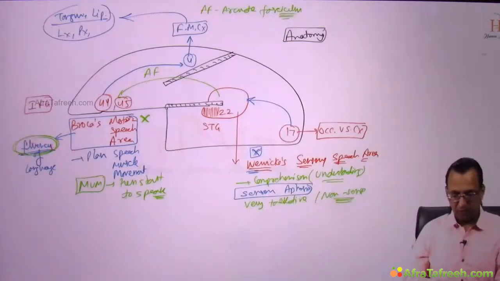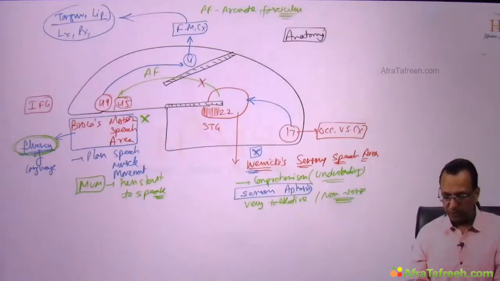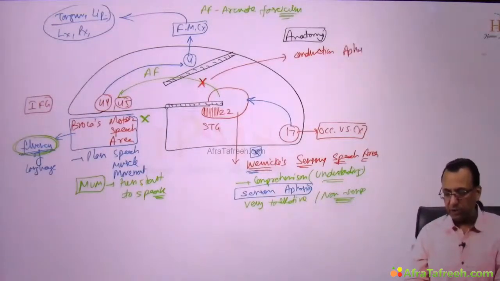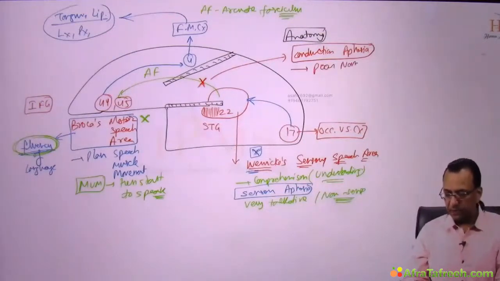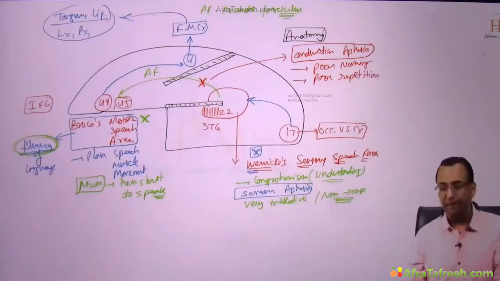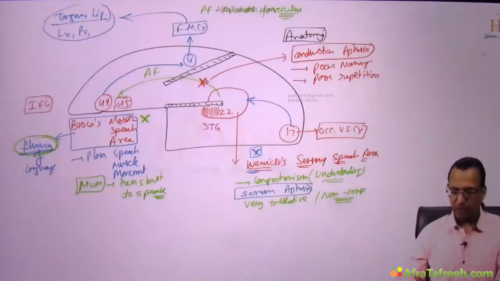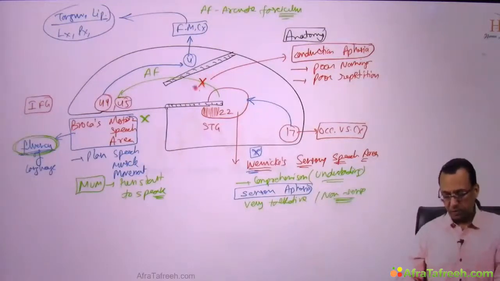Fluency is gone. And what if I have a lesion of the arcuate fasciculus? It is called conduction aphasia. And how do I identify conduction aphasia? It presents with poor naming and poor repetition of language. This is due to a lesion of the arcuate fasciculus, which connects area number 22 with 44. One of the exam questions that came was conduction aphasia with poor naming and poor repetition.